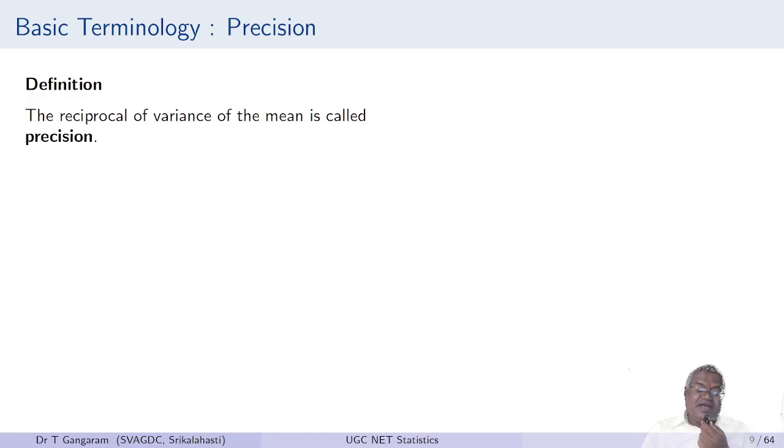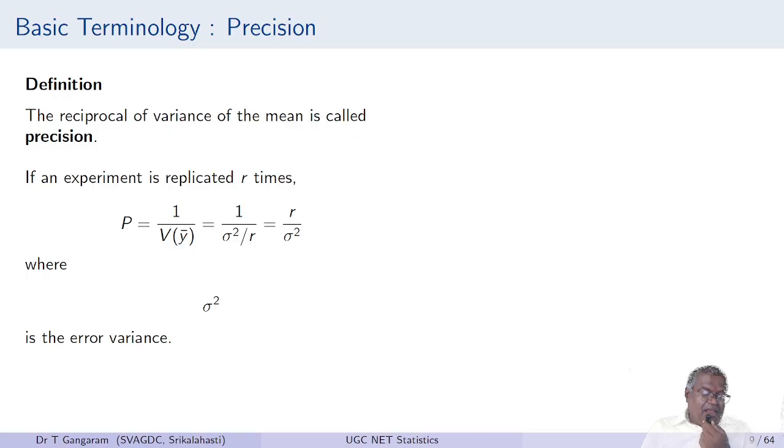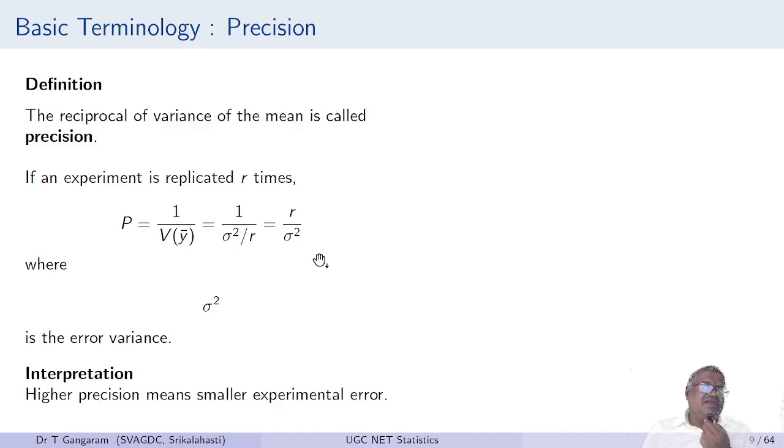Precision is mathematically defined as the reciprocal of the variance of the mean. If the experiment is replicated r times, we write p is equal to 1 by variance of y bar. This is nothing but 1 by sigma square by r, where r is equal to the number of replications. This is equal to r by sigma square, where sigma square is the error variance. High precision means smaller experimental error.